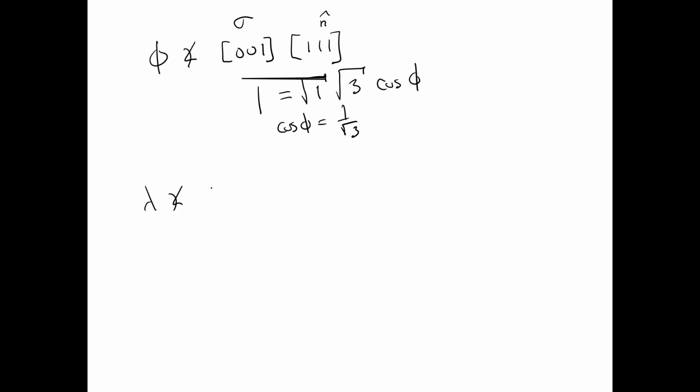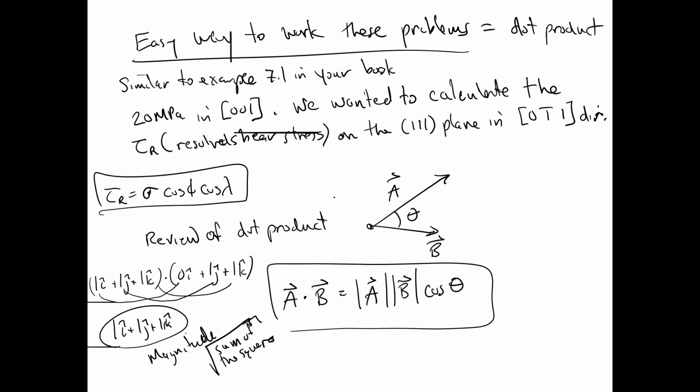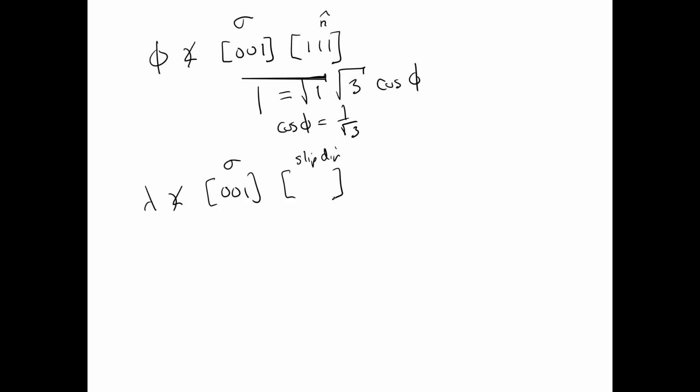Similarly, lambda is the angle between the stress direction and the slip direction, which, if we go back to the last page, was the 0, 1 bar, 1 direction. Well, let's do that same calculation. So what do you get when you take the dot product? Well, it's 0 times 0 plus 0 times negative 1 plus 1 times 1. So we get 1 again, and that's equal to the magnitude of vector A, which is the square root of 1, times the magnitude of the second vector, which is the square root of the sum of the squares again. So that's square root of 2 times cosine lambda. So cosine lambda is 1 over the square root of 2.